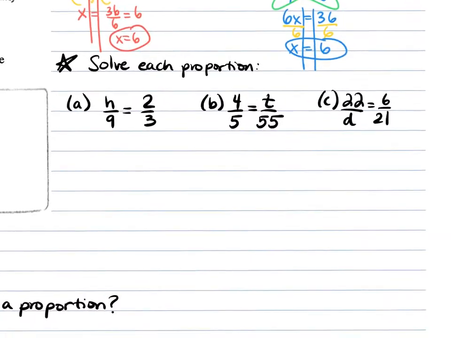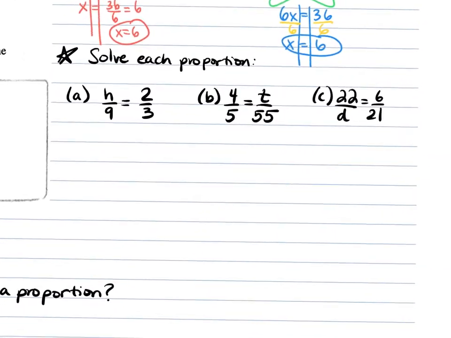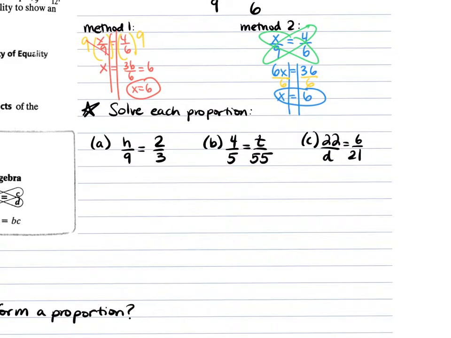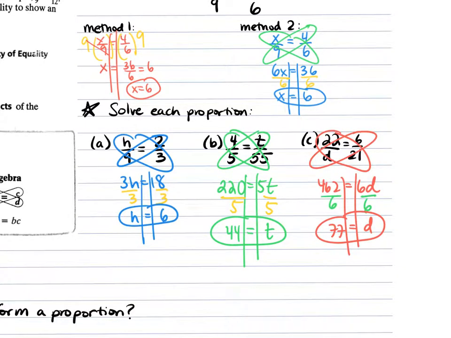And try this one on your own. Actually, try all three of these, A, B, and C. I'll leave that up there too. You can push pause and try these three on your own. Check back for the answer, but not until you do it. Okay, so you can see here for A, we got h equals 6. For B, we got t equals 44, and for C, we got d equals 77. So if you didn't get those, press pause and check your work with mine. And then if you still have questions, ask them in class, please.